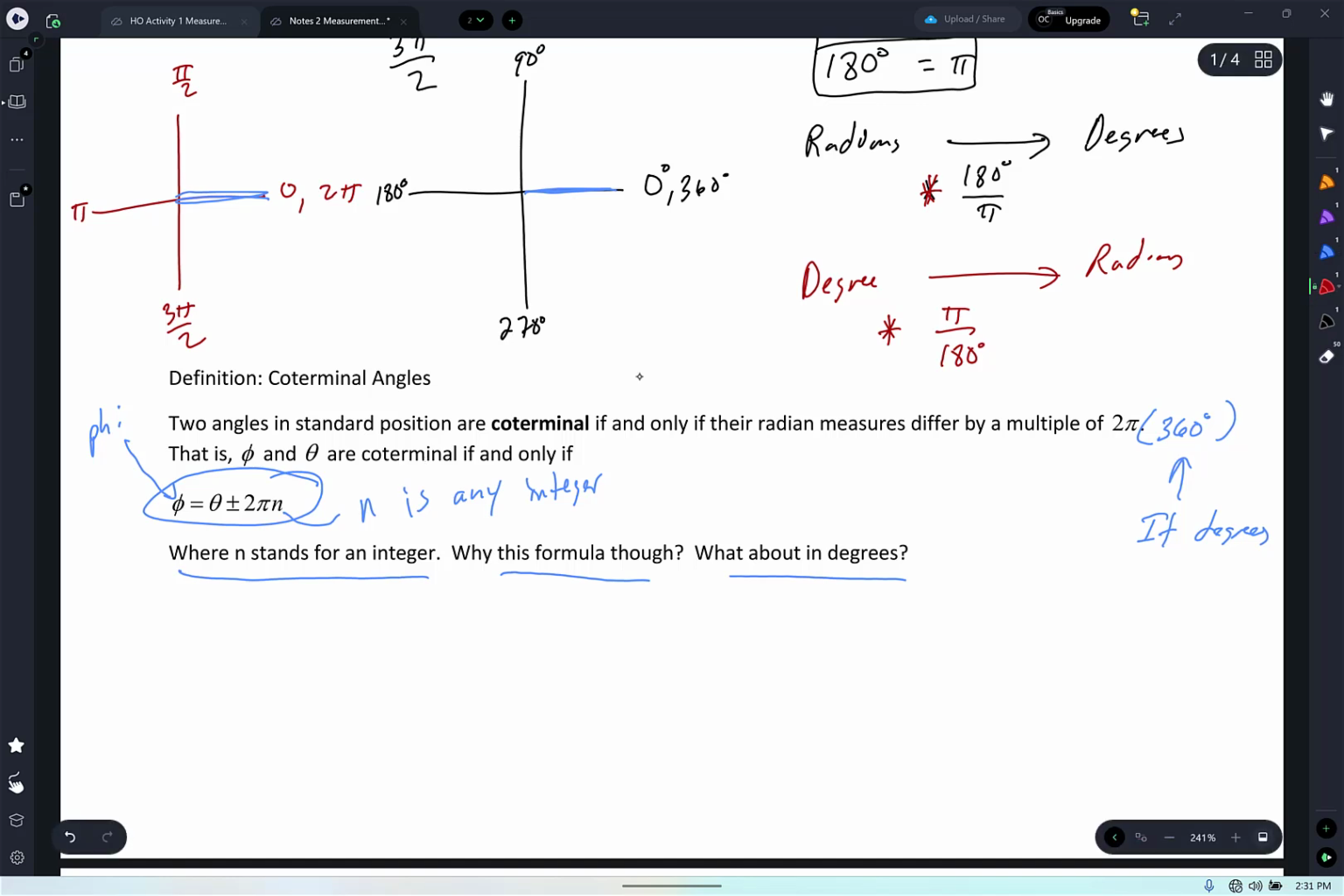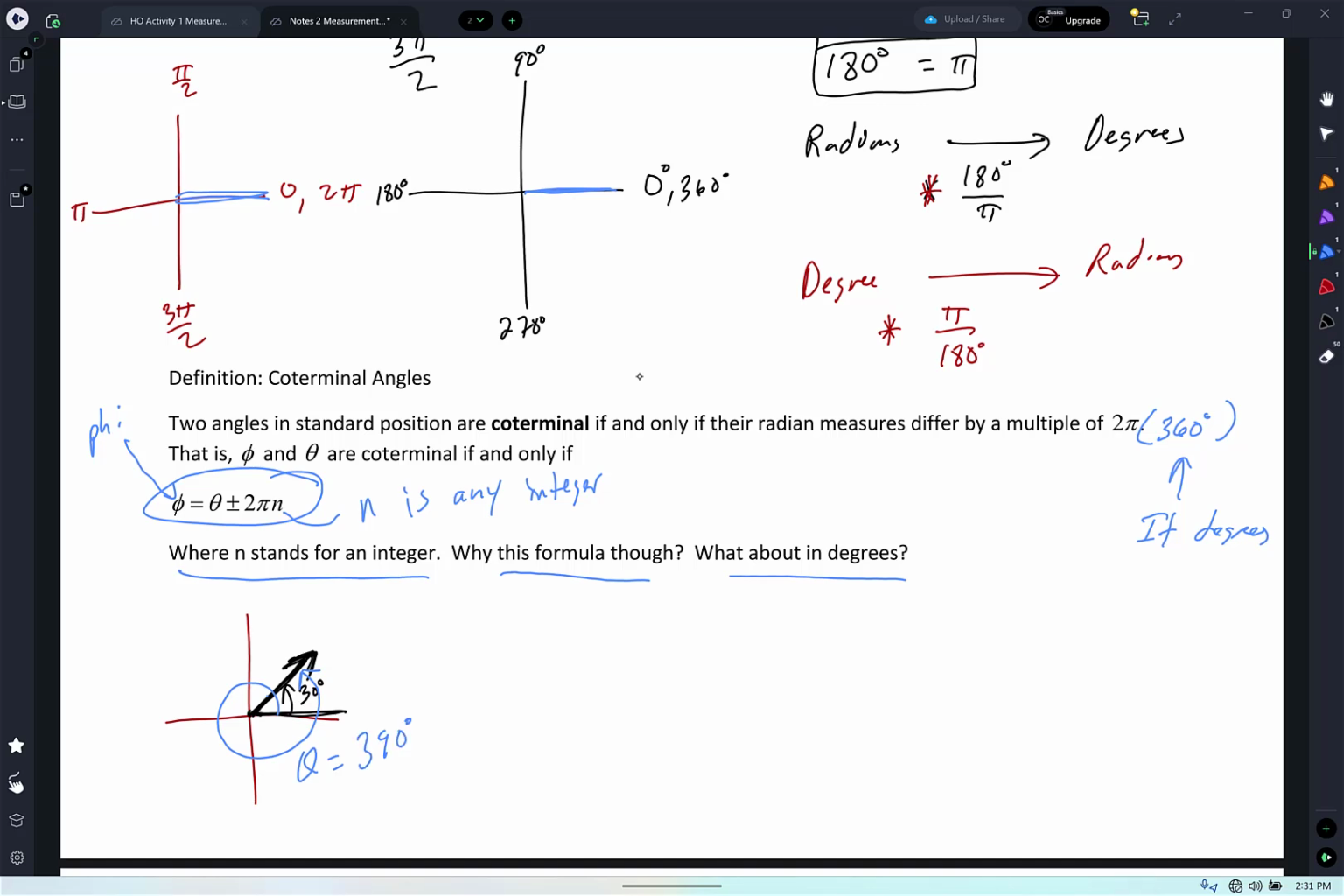Let's talk degrees first. Let's say I have 30 degrees, measured from your positive x-axis. So here's 30 degrees. Notice this ray. If I were to do a full revolution from here, starting at the positive x-axis, see that one in sky blue? What's 30 degrees plus 360? So 30 degrees and 390 degrees are coterminal. They create the same ray. Does that make sense?